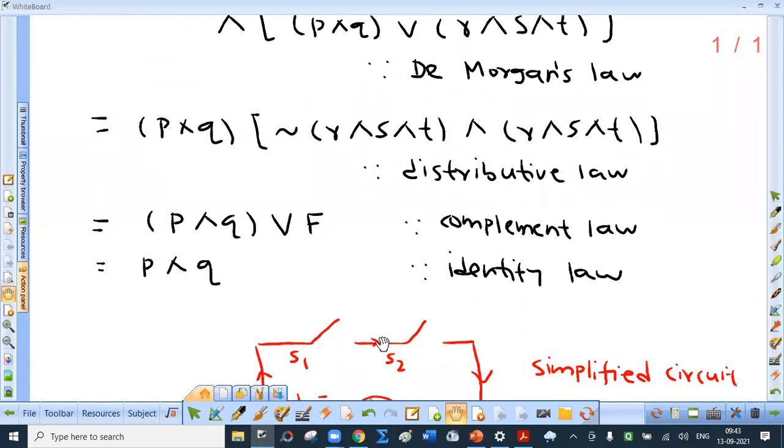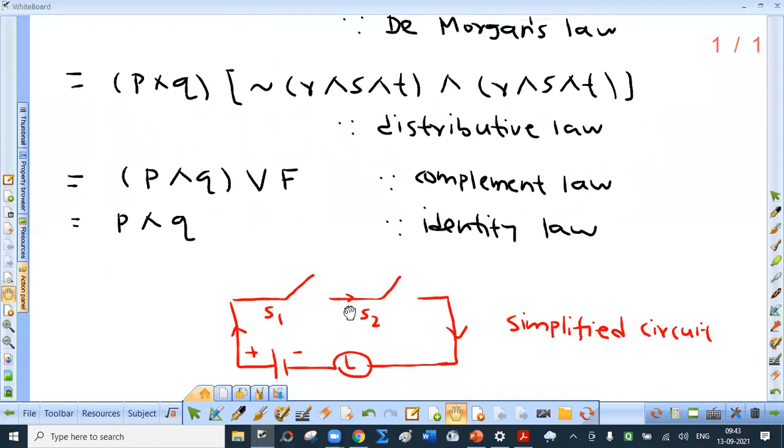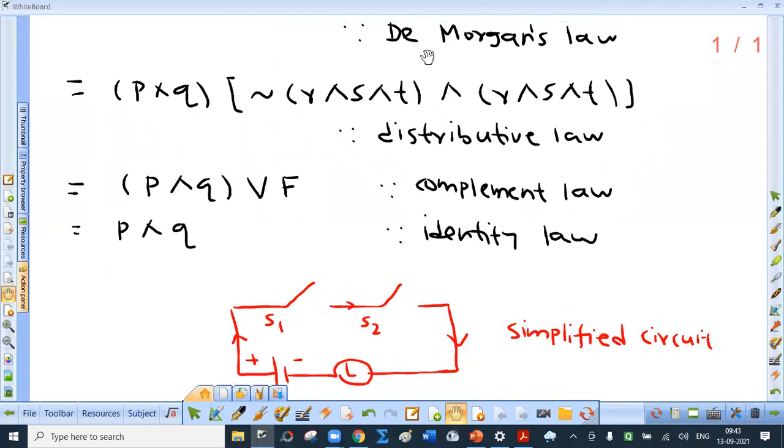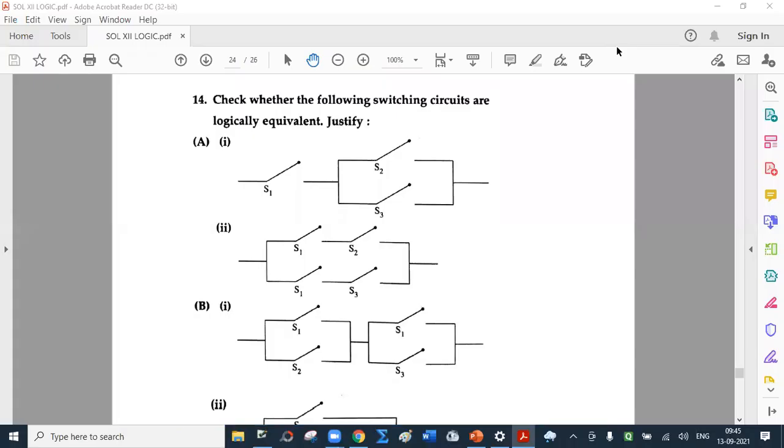So only two switches in series. So this is the simplified circuit. 14th: check whether the following switching circuits are logically equivalent. Justify. See, can you tell me this directly? This is P and (Q or R), P and (Q or R). And what is the second? It is (P and Q) or (P and R). See, they are equivalent. Why?